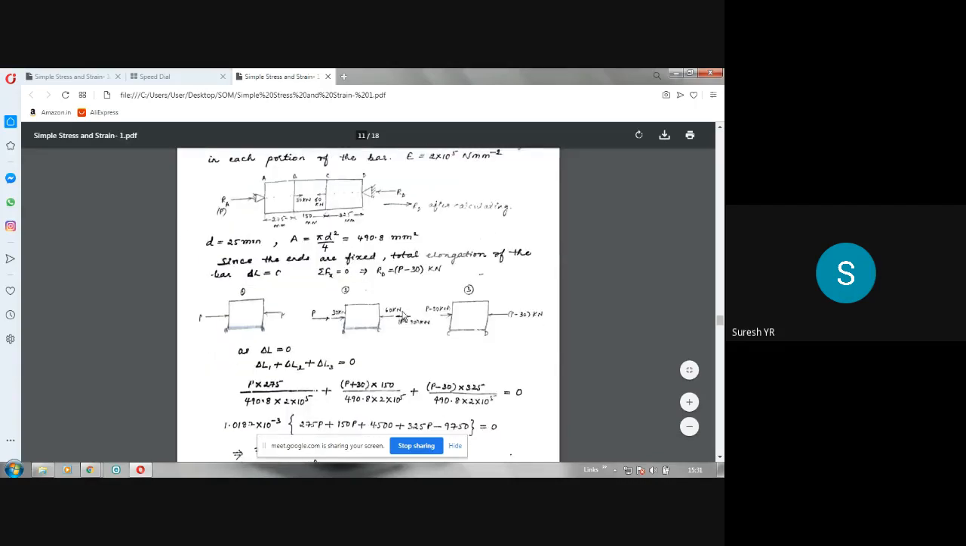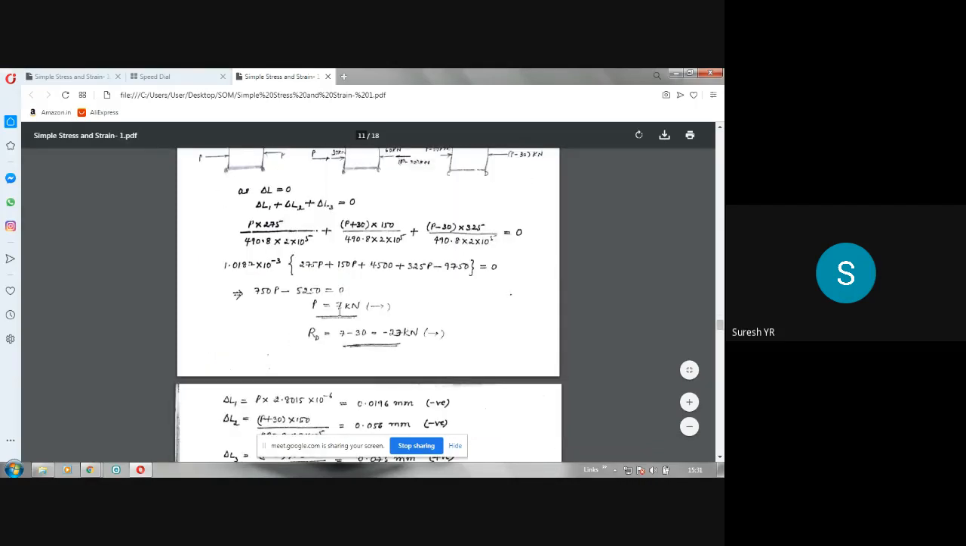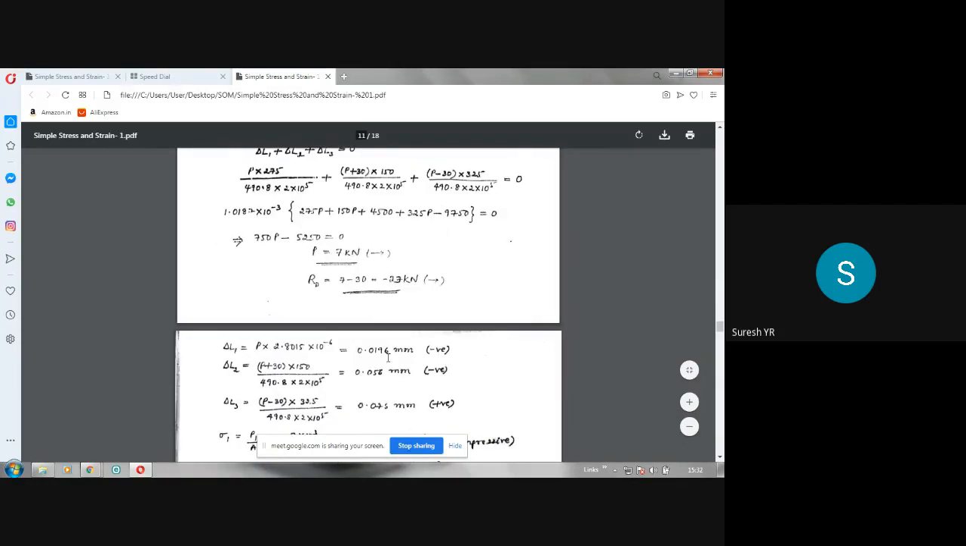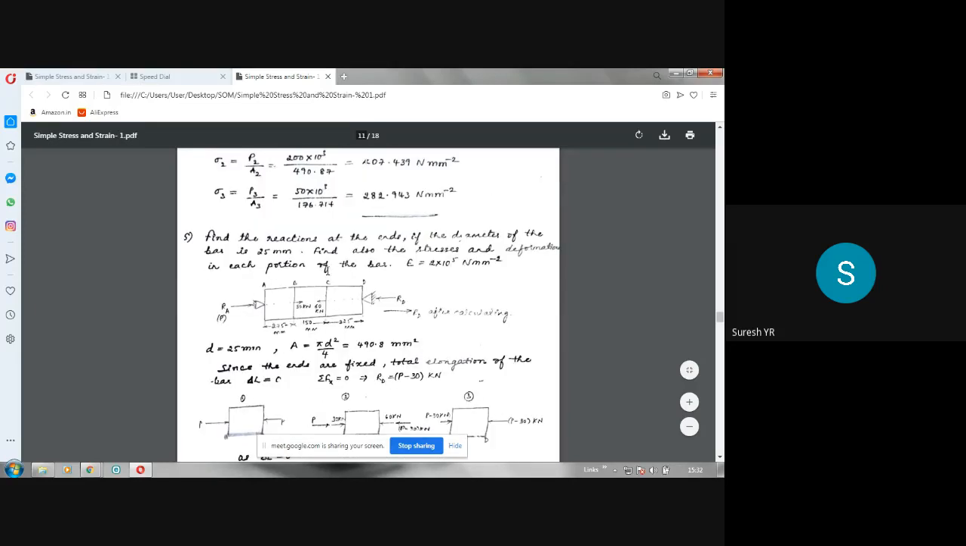So now we have got the values of the reactions. RA is P, that is 7 kilonewton. RD is minus 23, or numerically it is 23. So this negative sign shows that it is in the opposite direction to the assumed direction. Now the first part of the problem, find the reactions, is over.